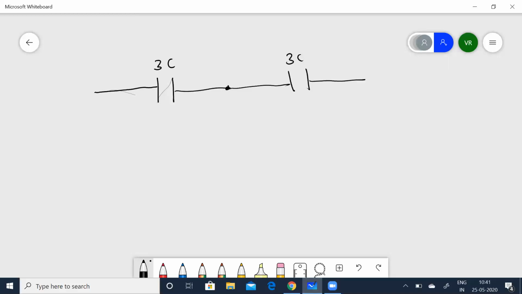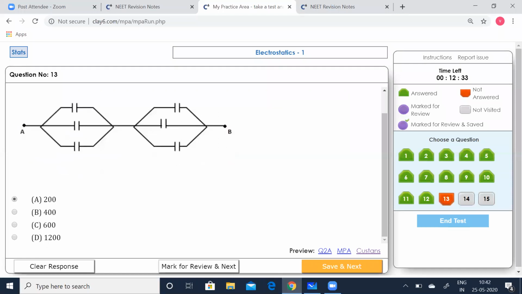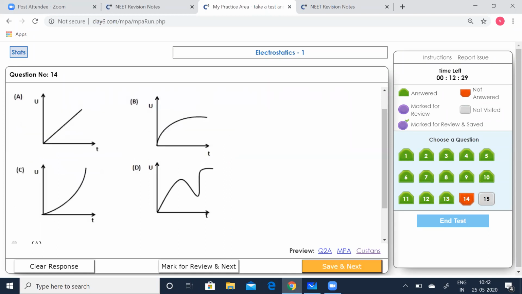So he says it is going to be 100, right? Between the points A and B, this is going to be 100 and this is going to be 100. So it's going to be 100 plus 100, which is equal to 200 volts. So the correct option should be 200 volts. A is the correct one. No, 200 is going to be the correct option. Save that, go to the next.